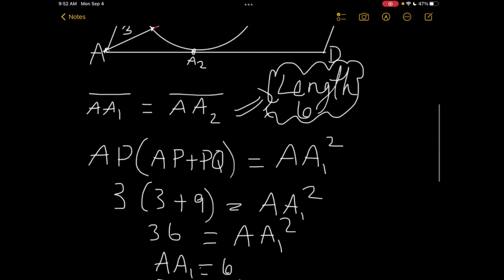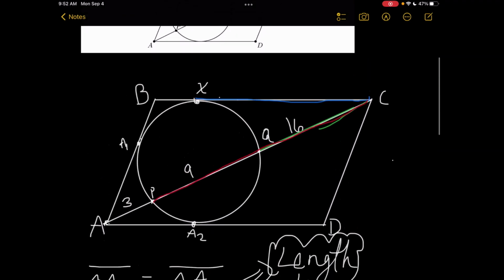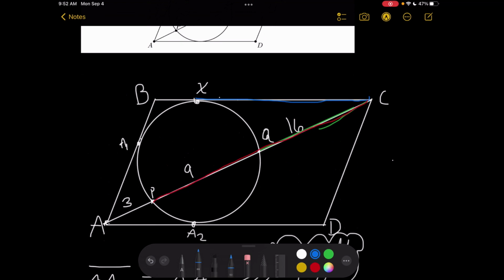So let's mark the information we just found in our diagram. So we know this is 20, and this is 6. A sub 2 is 6, so A sub 1 is also 6, right? And by power of a point again, tangents originating from the same point are equal. So this is equal to this, right?